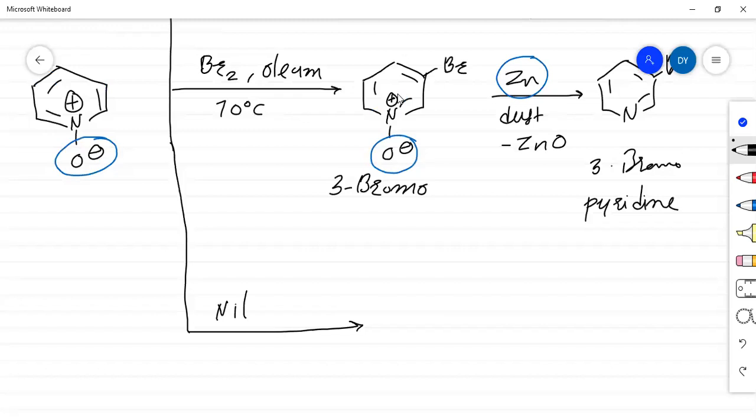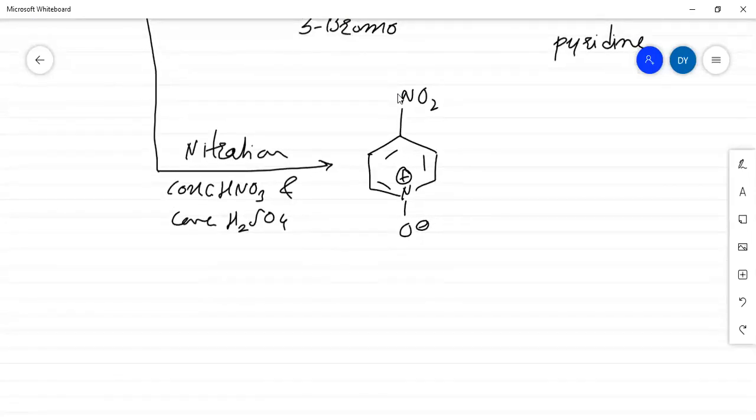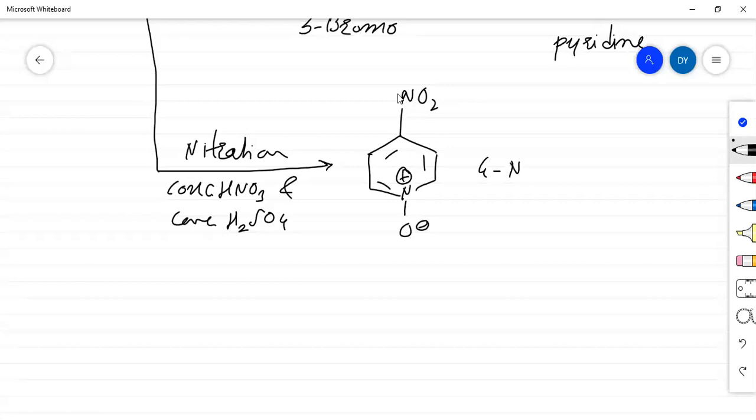The next reaction is the nitration reaction. Nitration is carried out in presence of concentrated nitric acid and concentrated sulfuric acid. What is the product formed? This nitro group, because the nitration reaction is nothing but addition of a nitro group, and this nitro group attaches at position number 4. So this is called 4-nitro. The name of the product is 4-nitropyridine-N-oxide. Very simple.